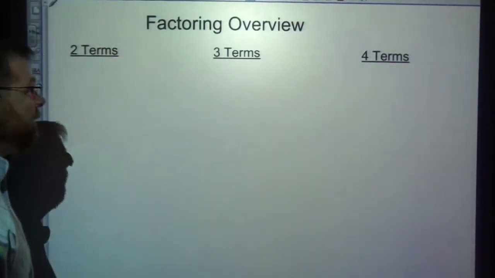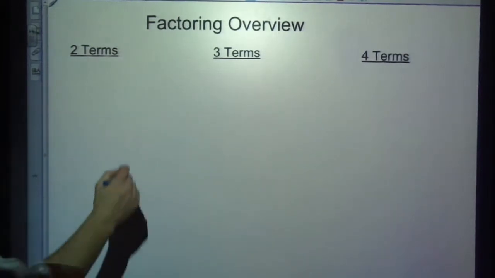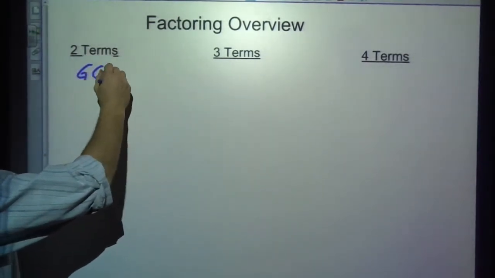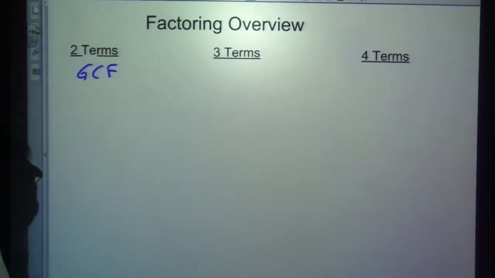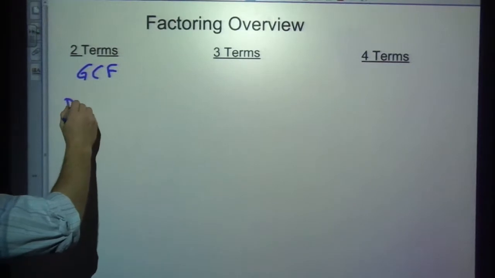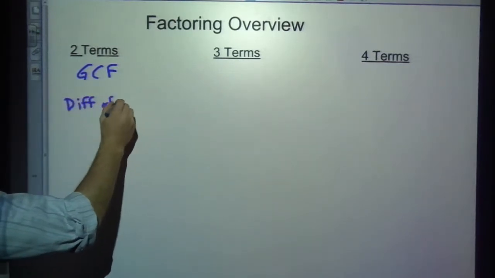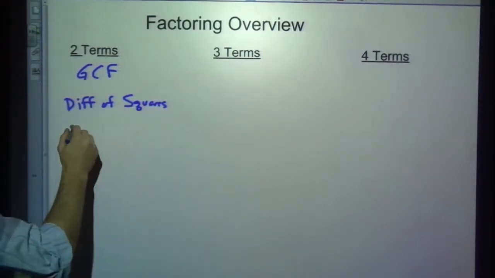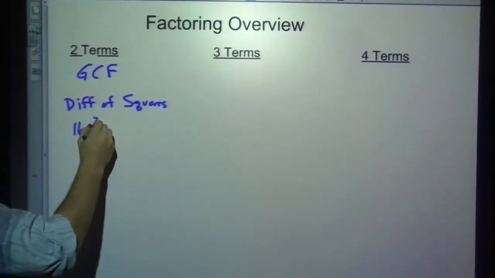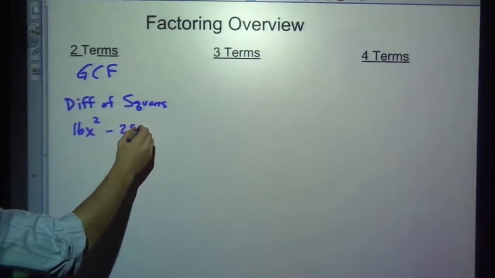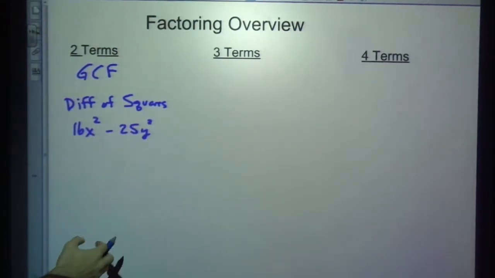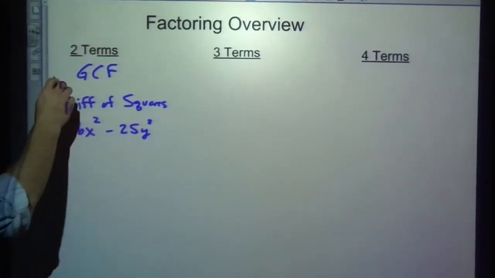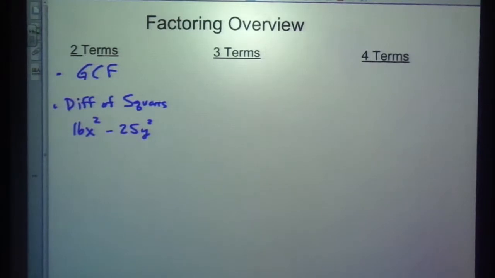When you look at a problem, if there are two terms, our options are always check for greatest common factor first. Once you've done that, the other thing that you could possibly do is maybe it's a difference of squares. So you want to see, is it a perfect square minus another perfect square, something like that. So when there's two terms, you have two options: greatest common factor or difference of squares.